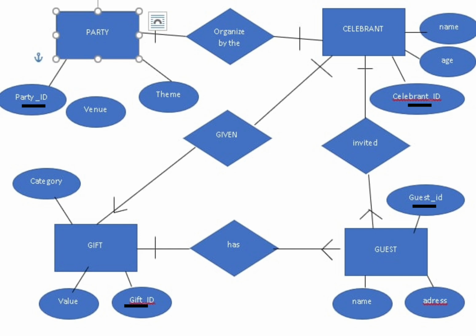ER model. The ER model is a tool used in data modeling. It was introduced by Peter Chen in 1976. It uses a diagram to show entities and their relationships.